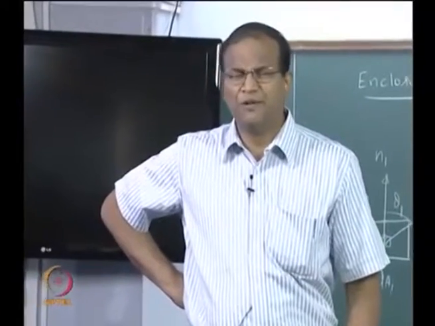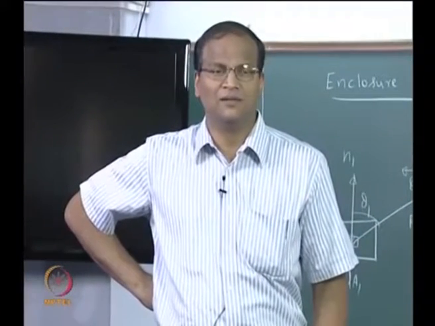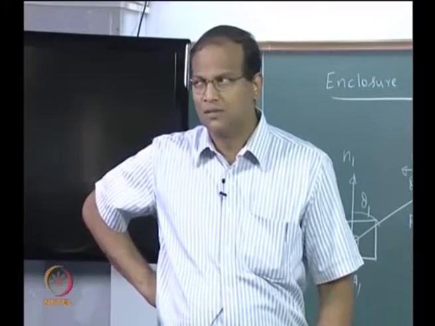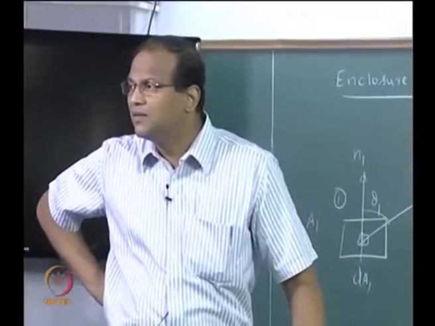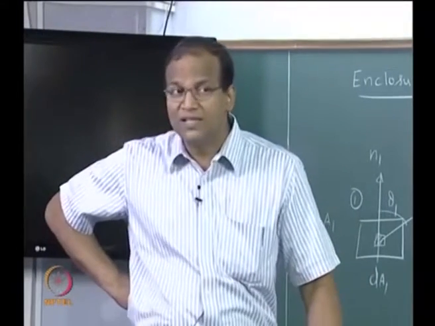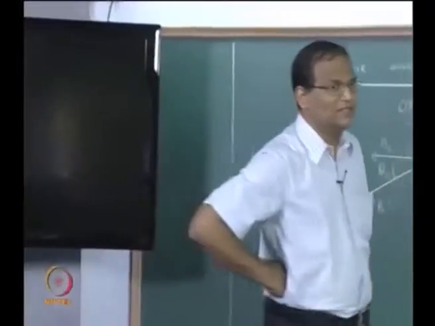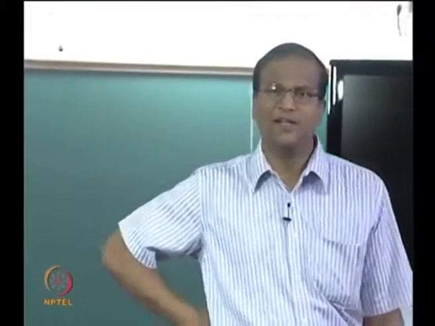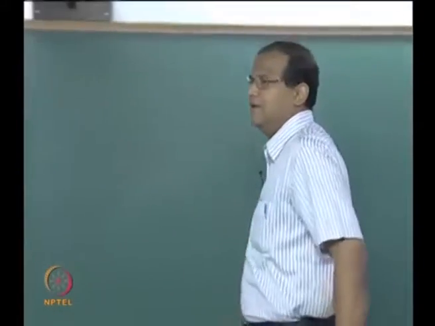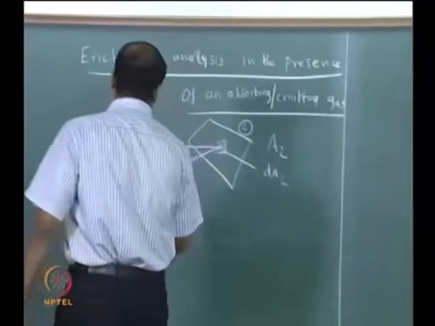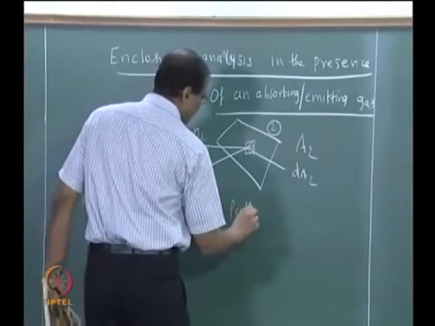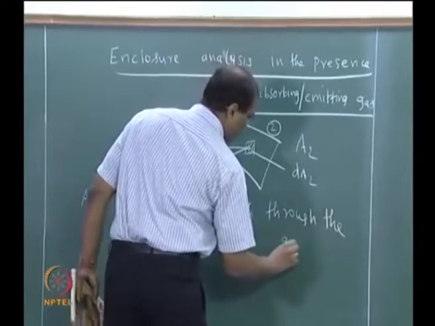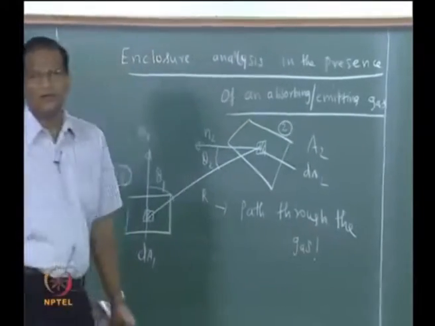But what is the difference between this R and the R we considered in the whole of February and March? This R is the path through the gas, which is not going to keep quiet. Previously that R was through the vacuum or some transparent medium. So, R is basically the path in the gas. Please keep it in mind.